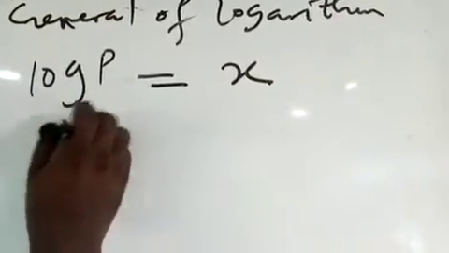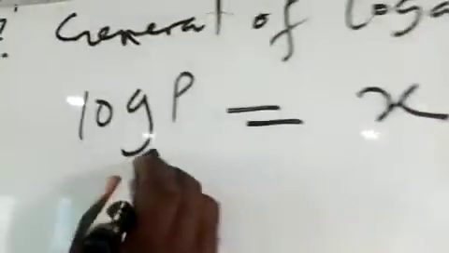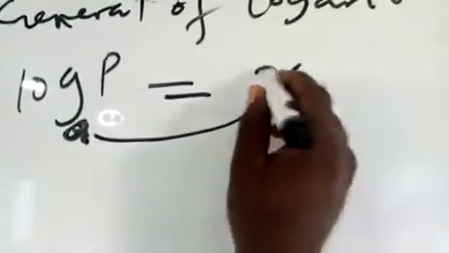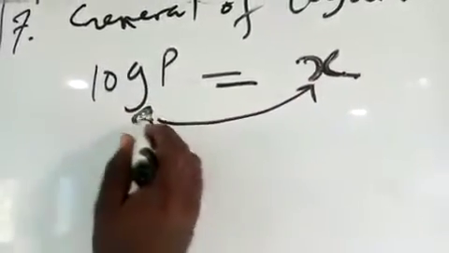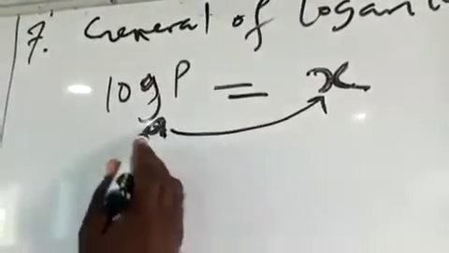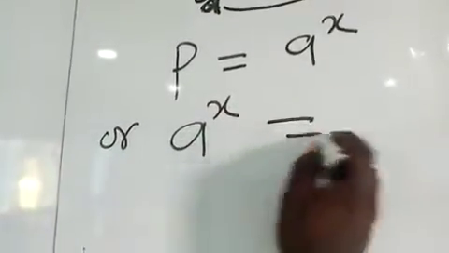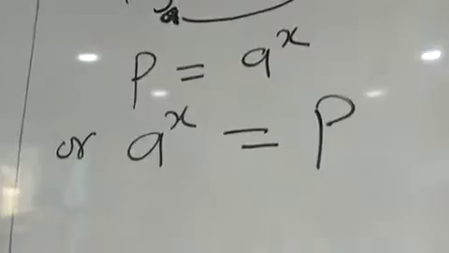Now the law says that when you have an equation like that, the base of the log will shift to the other side and become the base of the number you have at the right hand side. While shifting, the base of the log will naturally disappear. So we don't have the log again once you shift the base to the other side. So what you are left with is the number. So p equals a raised to the power x, or you can say a raised to the power x is equal to p. This is what we call the general law of logarithm.